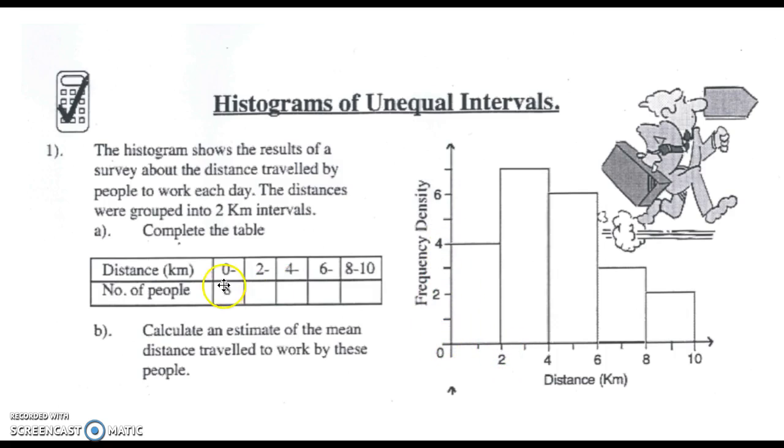So from 0 to 2, they're telling us that the frequency here is 8, and that's because along the height is 4, so this area is 8. That's giving us our frequency.